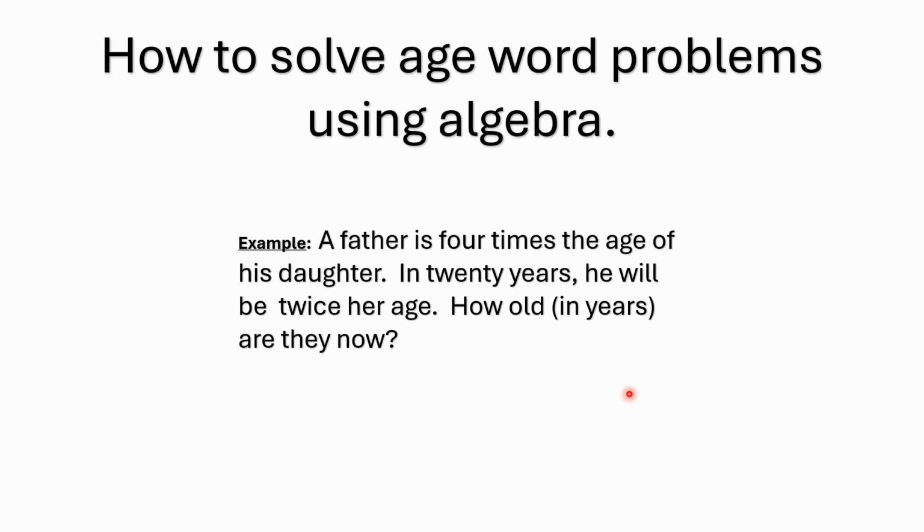An example of one of those would be this one: a father is 4 times the age of his daughter. In 20 years, he will be twice her age. How old in years are they now? Right, so that's an example of one of these word problems, and you may have seen these or run across these.